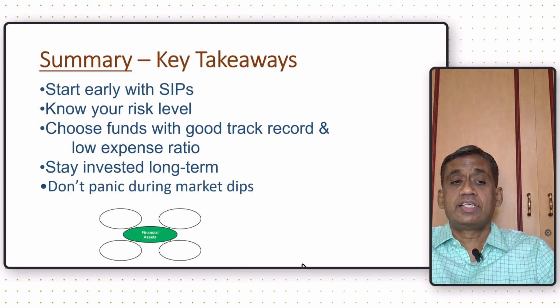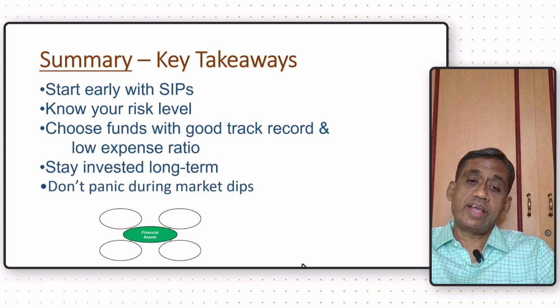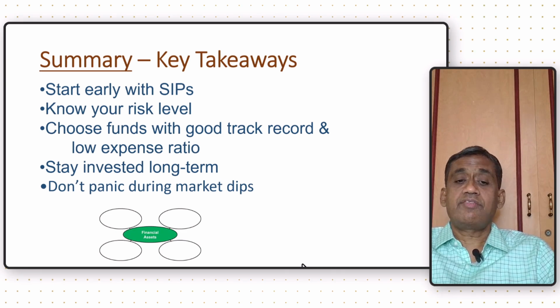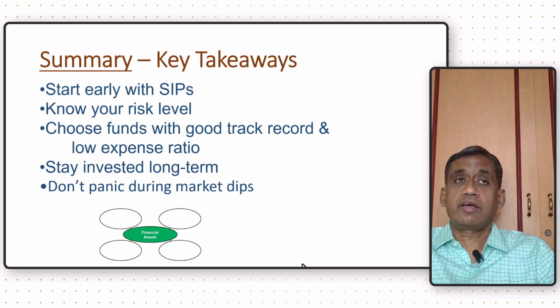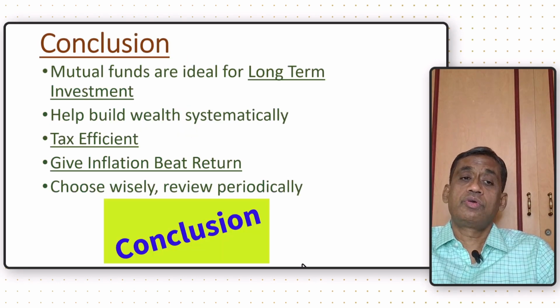Summary, takeaways. Start early with SIPs. Know your risk level. Choose one with good track record and low expense ratio. Stay invested for long term. Don't panic during market dips. You can get more units when market is low.